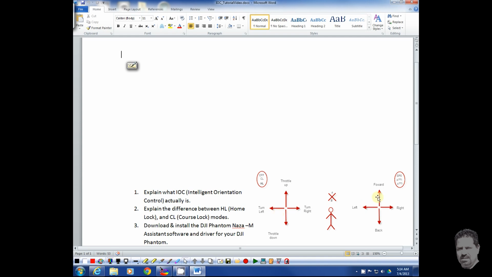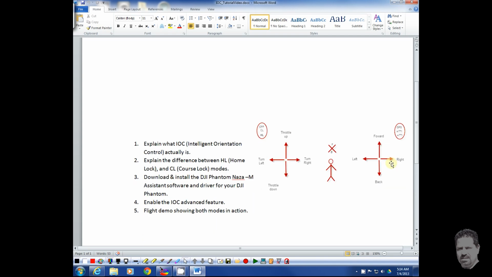So if you look at this little illustration, it looks a lot like your controller. The right throttle, I'm sorry, is forward, backward, left, right. If you look at the top right-hand corner, that's the little toggle switch for GPS and attitude mode. The left one is the throttle up, in other words, go higher or lower, turn the quadcopter to the left or turn it to the right. And then this is the actual IOC control, where you have the off, course lock, and home lock.